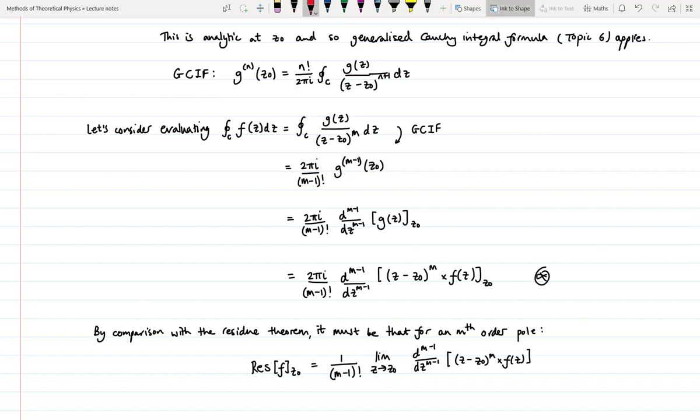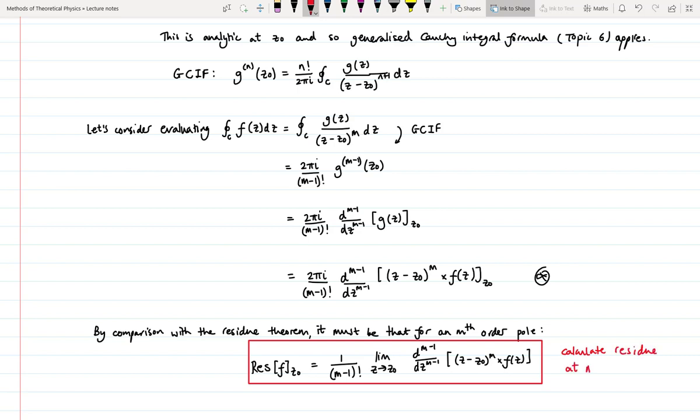This is a really important result, so I'll put it in a red box. And this is a way to calculate the residue at an mth order pole. You'll notice that I've inserted the limit as z tends to z naught. And the reason for that is that the expression on the right hand side in this red box may be indeterminate, and that means that you have to apply L'Hopital's rule to find the appropriate limit. You'll get some practice at using this in the problems in the problem sheet.